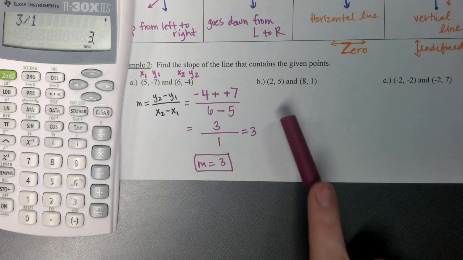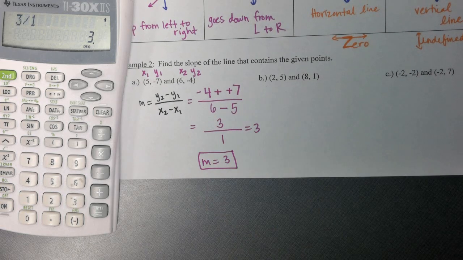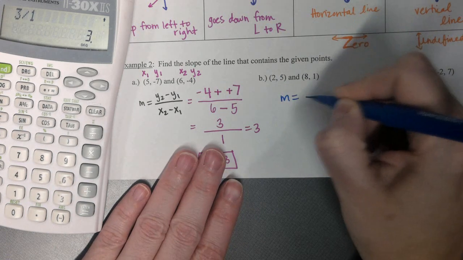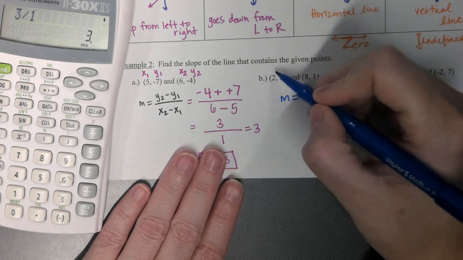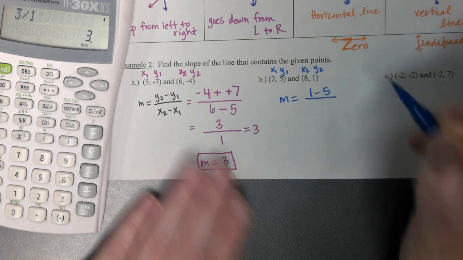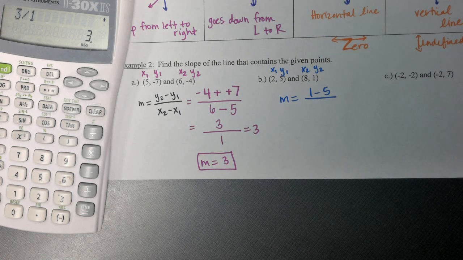Okay, so for B, I want you guys to set up the equation, okay? And I'll give you a minute to do that. Great. Okay, so for B, 1 minus 5. And then if you guys haven't labeled these, I would. Okay, so 1 minus 5 on the top, awesome.